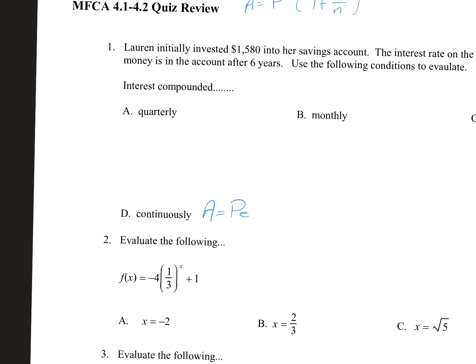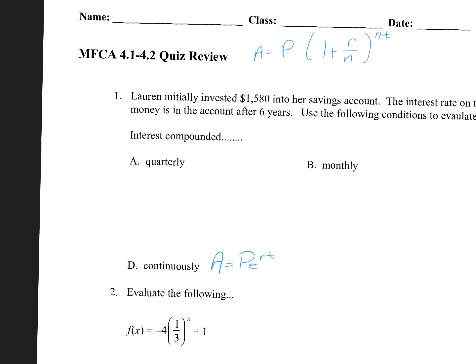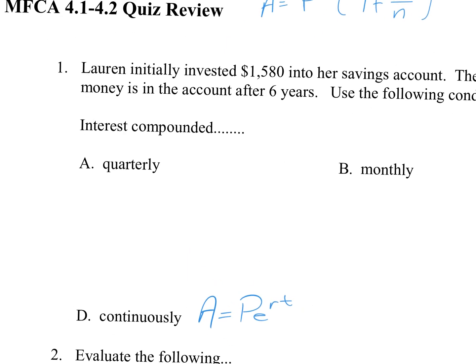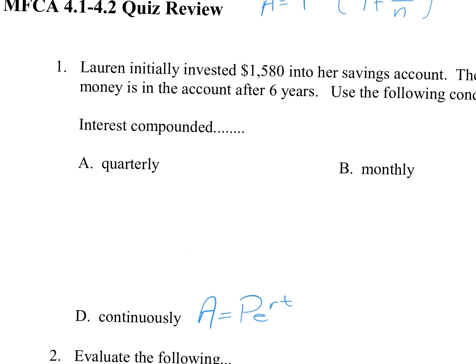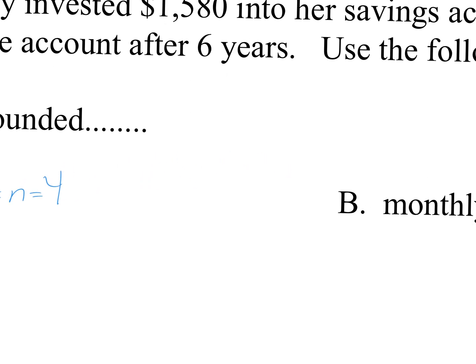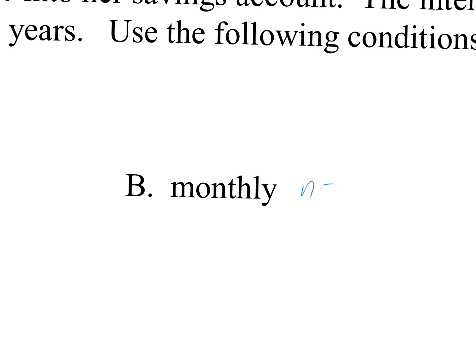So the best thing that you could do is identify what your question is asking. Letter A, okay, we're going to use the same information for A, B, C, and D. But for the letters A, B, and C, your n value changes. In D, you don't have an n value. So for quarterly, what is our n value that we're going to use? 4, right? Good. If I have monthly, what does n equal? 12. And if I have weekly, what does n equal?